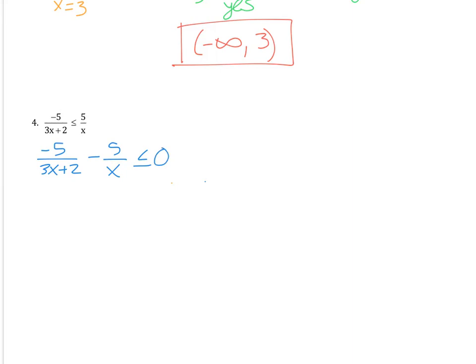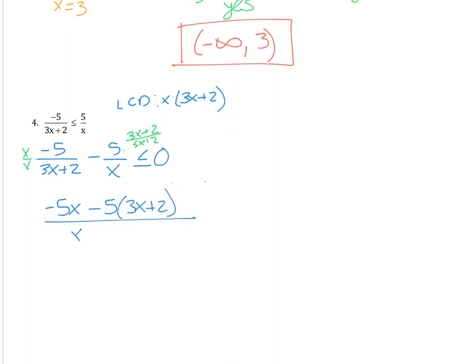So my common denominator here is going to be 3x plus 2 and x. My first term needs the x. My second term needs the 3x plus 2 group. So first, I'm going to do negative 5 times x, and then minus 5 times 3x plus 2 for my second group. And these are both over my common denominator now.